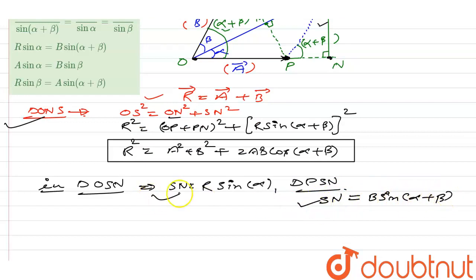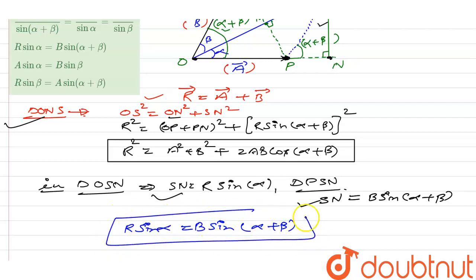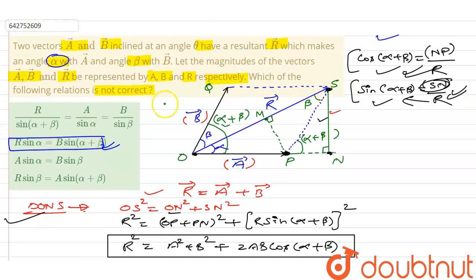Okay, so both are SN, so they will be equal to each other. So we can write that r sine alpha is equal to B sine alpha plus beta. So this is our first relation. So the second option will be correct, but we have to choose the incorrect option.